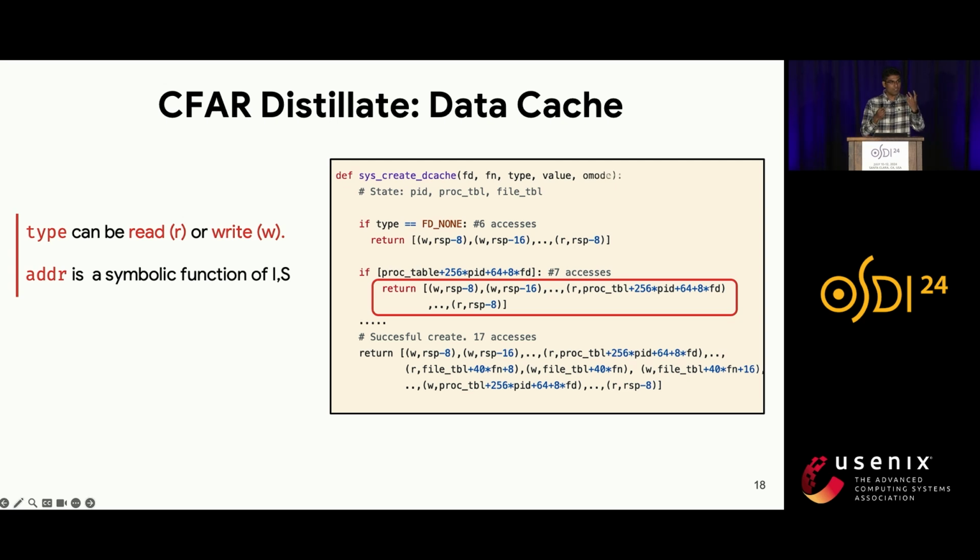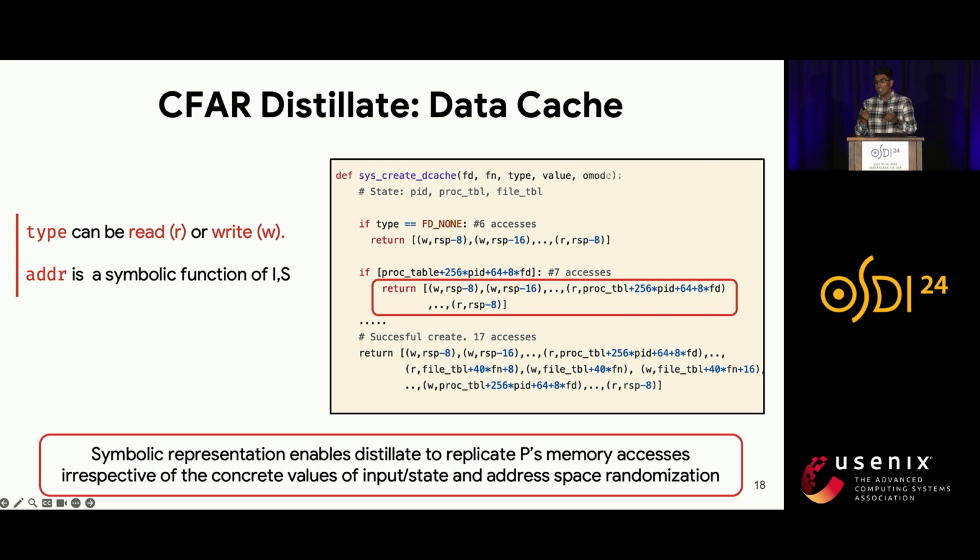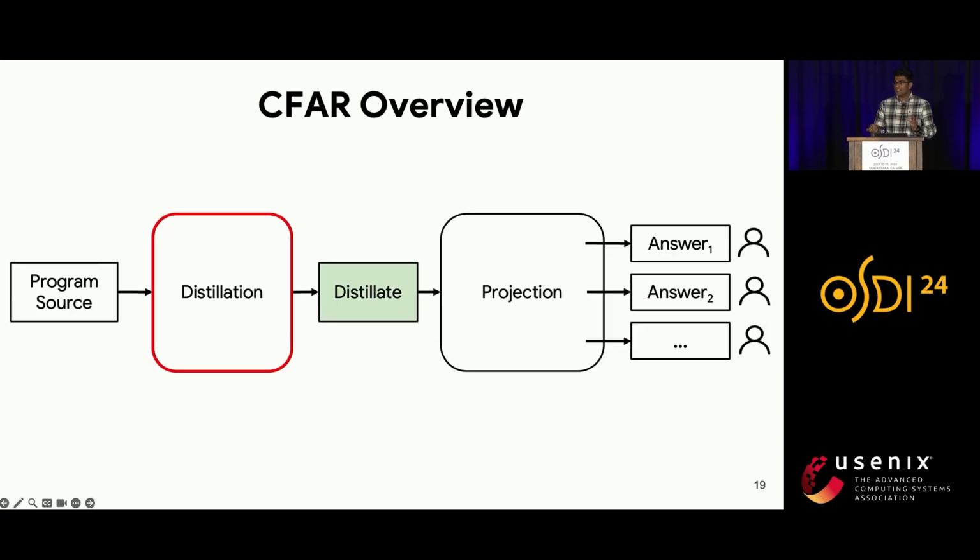Now the type can either be a read or a write, and the address is a symbolic expression expressed as a function of the input I and the state S. And the reason we chose this symbolic representation is because it allows the distillate to be precise. So no matter what the concrete values of I and S are, no matter how the address space is randomized or where the code is loaded in memory, the distillate will always be able to precisely replicate the exact sequence of memory addresses you get when you execute the program in question. So that was the distillate.